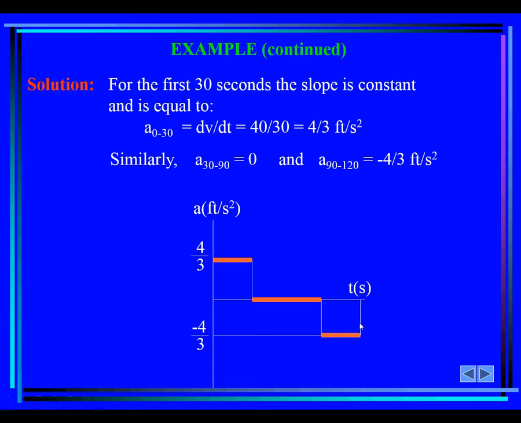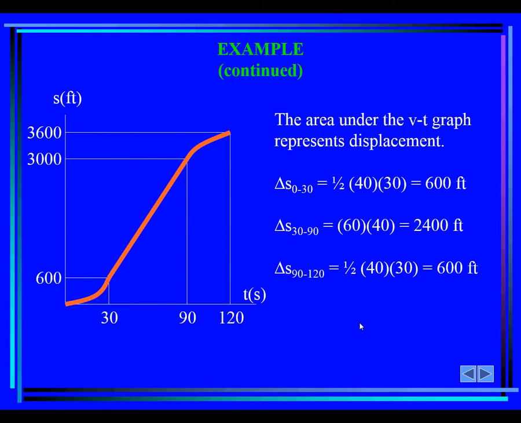So this diagram that you see on the screen will be the acceleration versus time. That's what this is. If we have the area, in this case, under the curve of the velocity, we could integrate this. The area under the velocity diagram represents the displacement.